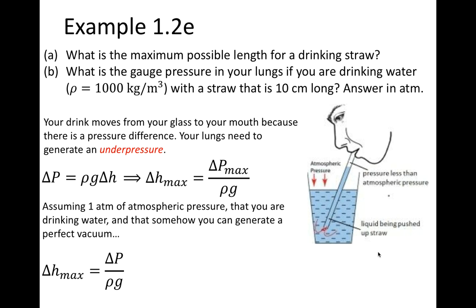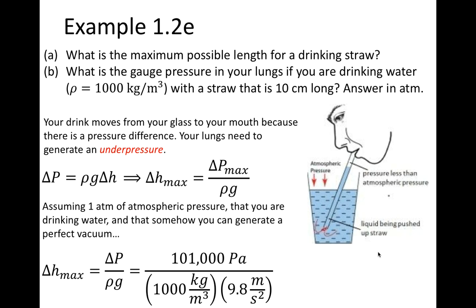We can insert the values for the pressure difference of 1 atmosphere converted to pascals, the density of water, and gravitational acceleration, and calculate that the maximum possible length for a drinking straw is 10.3 meters. You should note that this length is actually the vertical length of a drinking straw. You could potentially make a much longer straw if you held it horizontally.